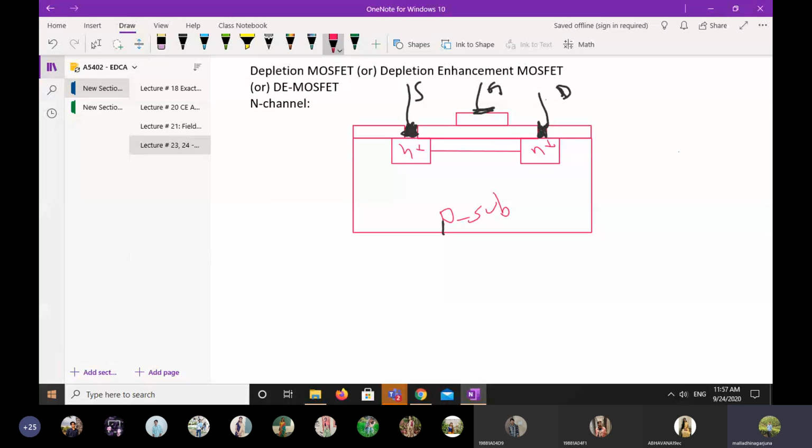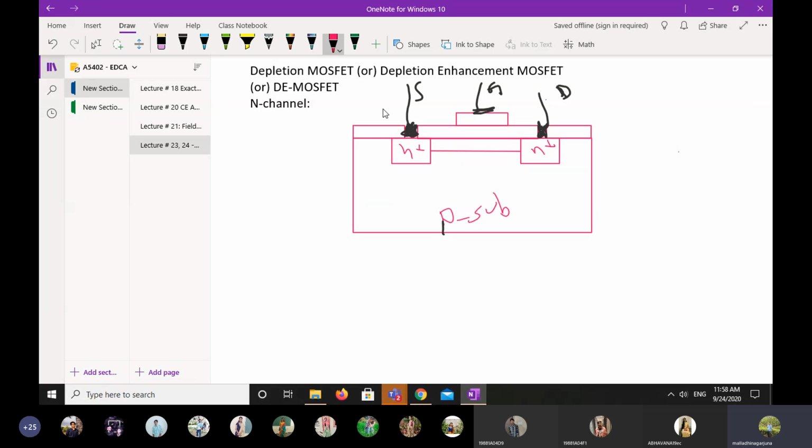We have to apply only the positive or we have to apply only the negative. There are no restrictions for the gate voltage. It's clear. So this is the only difference between the depletion MOSFET and enhancement MOSFET. This is also named the depletion enhancement MOSFET or DE MOSFET. I will tell you why it is named a depletion enhancement MOSFET.